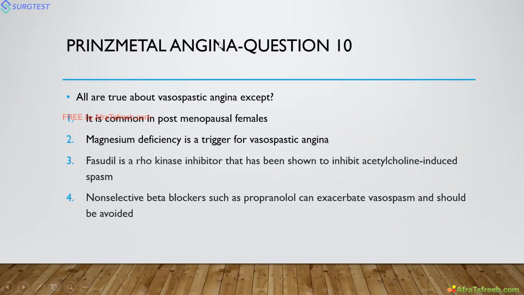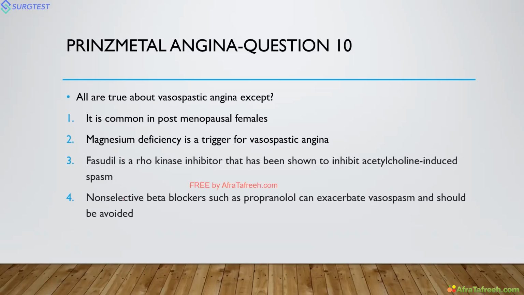Next, we will go to Prinzmetal angina. All are true about vasospastic angina except. We will end the poll in 20 seconds. You can give it a try. One person has answered. The option is: fasudil is a Rho kinase inhibitor that has been shown to inhibit acetylcholine-induced spasm. Okay, we will discuss.